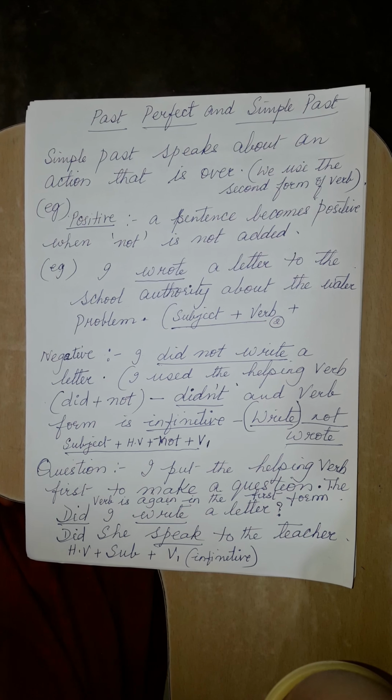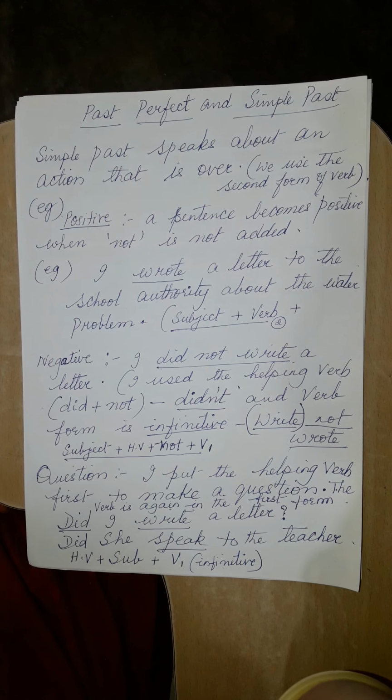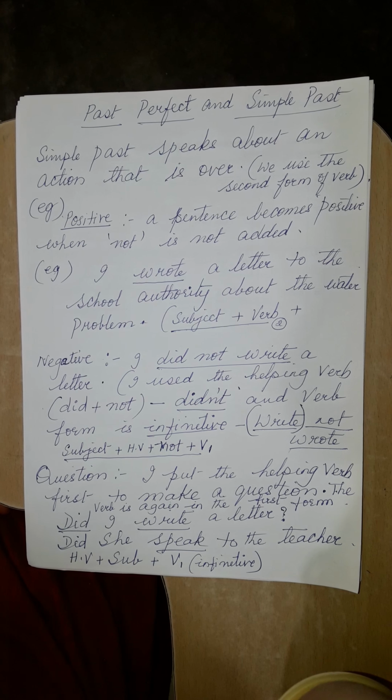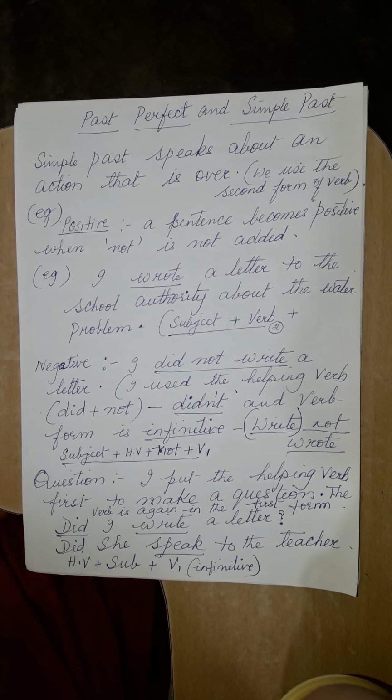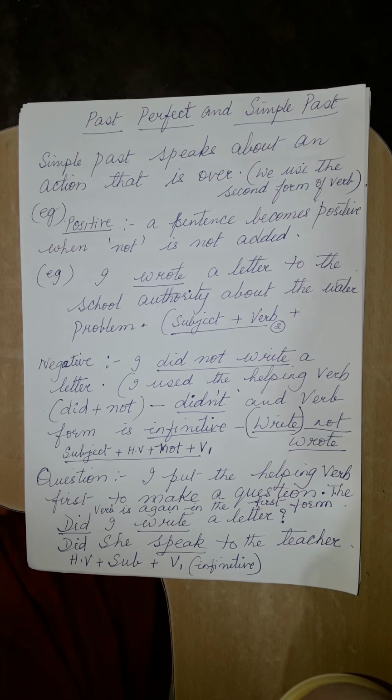When I make a positive sentence, what is a positive sentence? A sentence which does not have "not" in it. So it becomes positive. For example, if I say, "I wrote a letter to the school authority about the water problem," I am using the structure subject plus verb two, where the subject over here is I, and the verb is wrote.